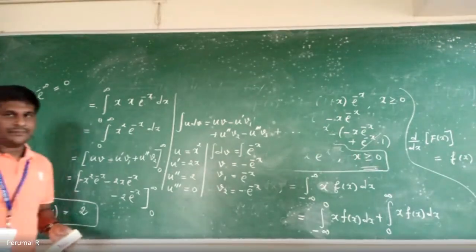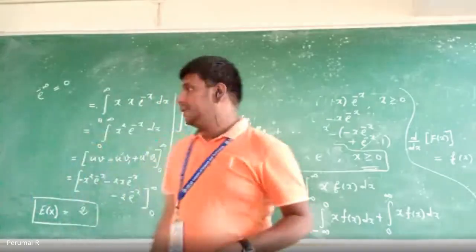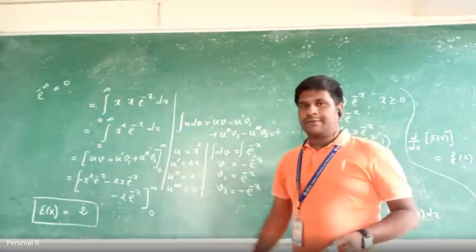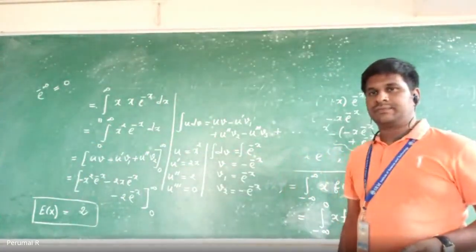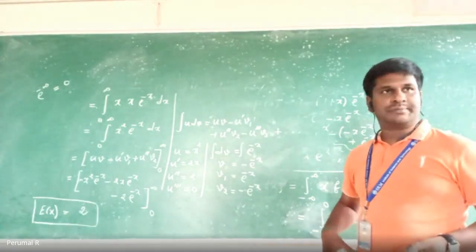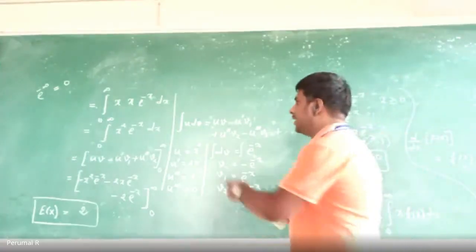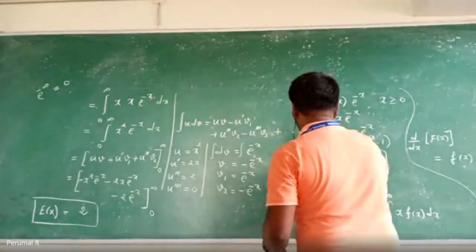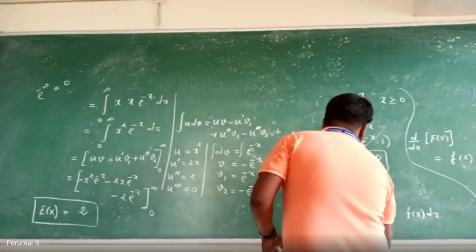Okay, is it clear? Any doubt for the expectation of x? Someone respond? No, sir. Okay. Now we move on to the expectation of x squared. Then only can we get the variance.